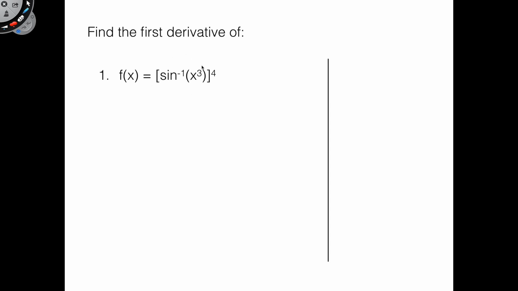As you can see, just taking a look at this problem, it's very clear that we're going to have a chain rule, because we've got this fourth power out here, we've also got this third power in here, and of course the inverse sine. So it's very clear that we've got 3 different functions of x in there, so we're going to need to use the chain rule. So let's go ahead and put that down. We're going to be using the chain rule.